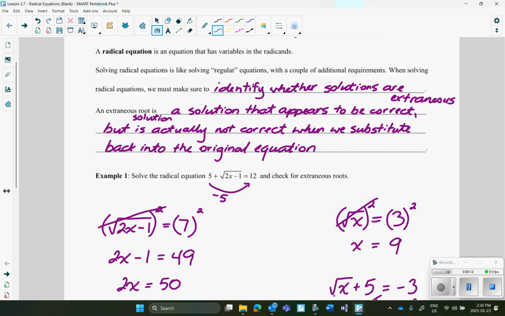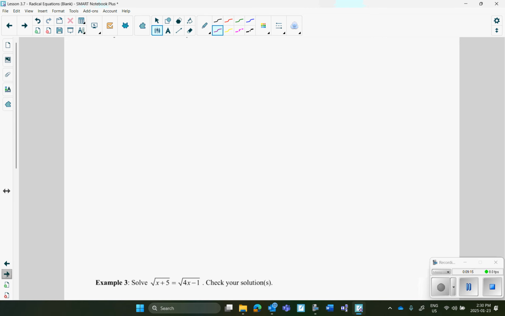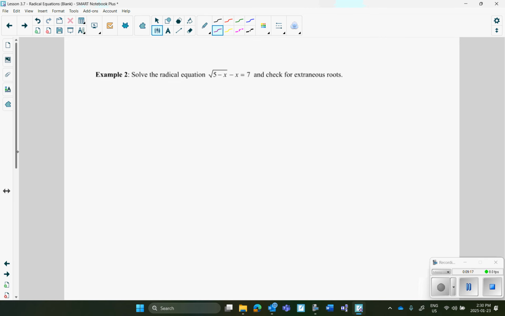Example 2. What would you like to do first? What do I need to do first? Get the square root by itself. No, it's got a minus x. Take this over to the other side by adding x. So it's going to be square root of 5 minus x equals 7 plus x, or x plus 7. Doesn't matter.